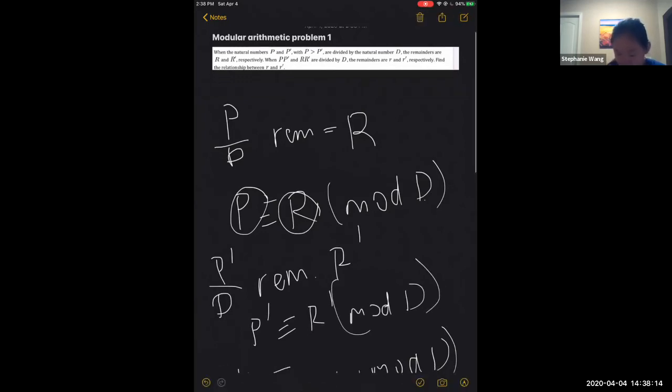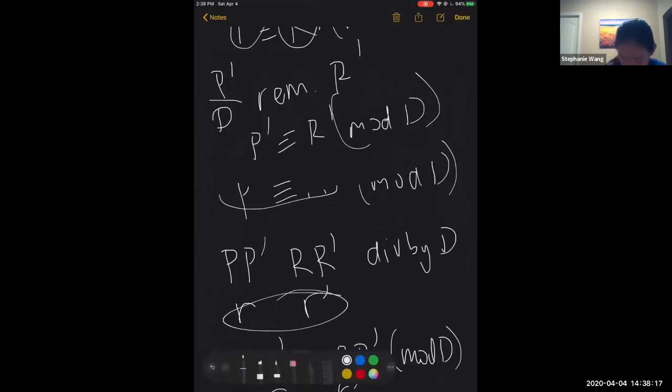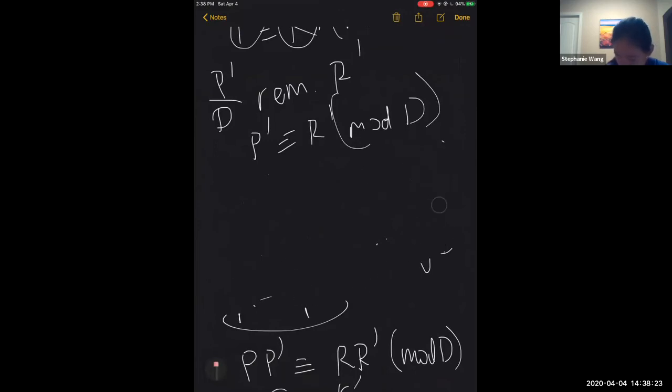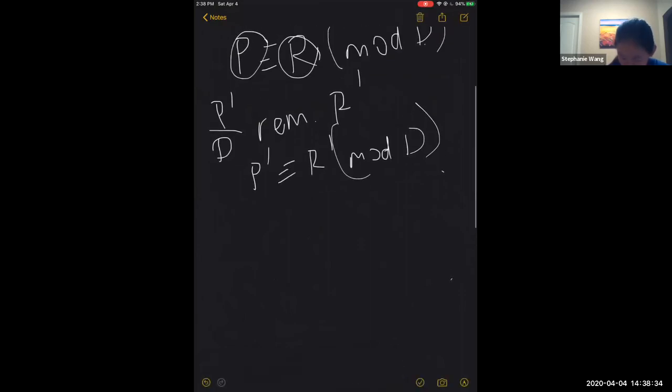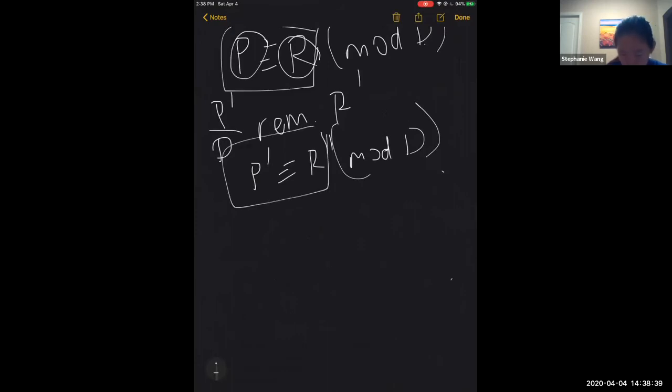Remember how I said earlier that you can do any operations on mods that you want except for divide? Well, we can go ahead and do multiplication. So we have this and we have this, right? We can multiply p and p prime, and over here we can multiply r and r prime. And they'll still be congruent because multiplication is allowed. So then this will just be congruent to each other mod d, right?